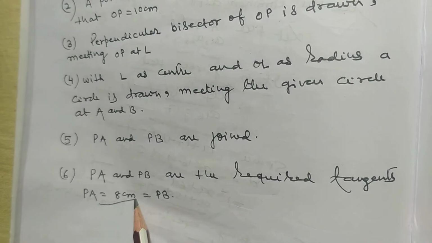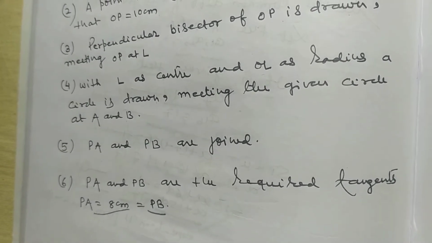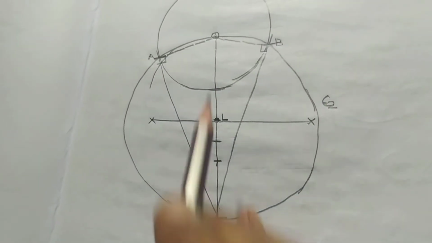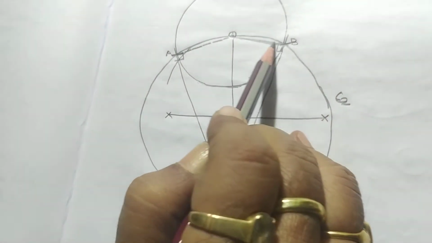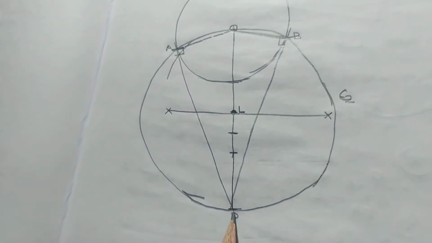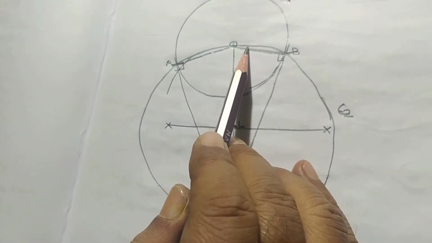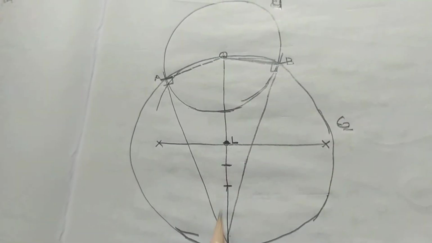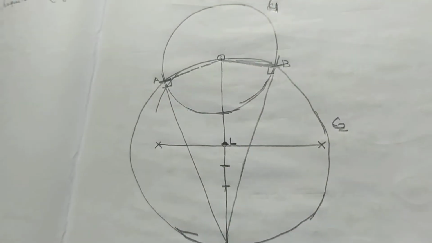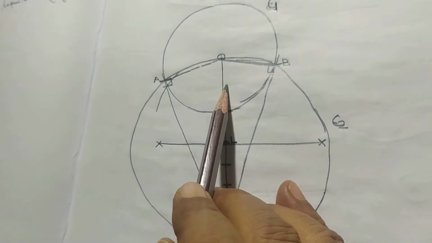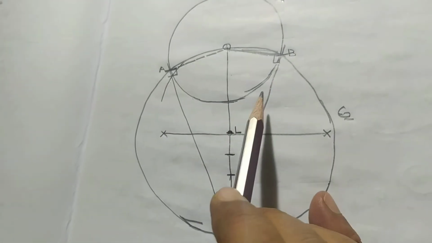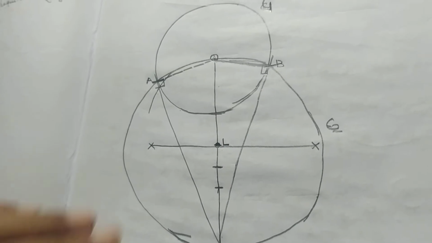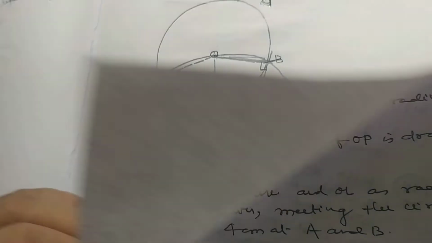PA is equal to 8 centimeter and PB is equal to 8 centimeter also. Now, you can see here, this is 10 centimeter and this is 6 centimeter. So, from the right angle triangle, 10 square minus 6 square is equal to PB square. That is 100 minus 36 is equal to 64. So, PB is equal to 8. In this way, we can do the construction, problem number 1.